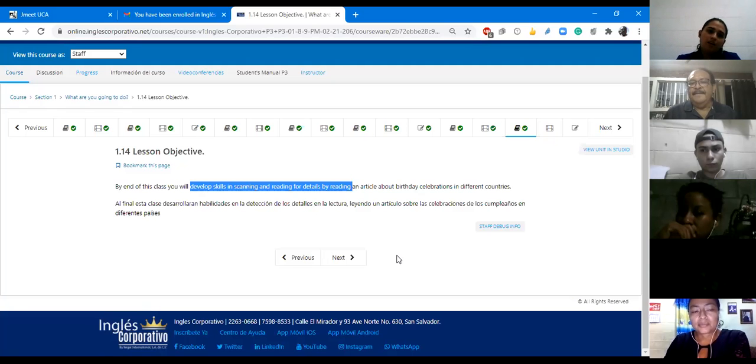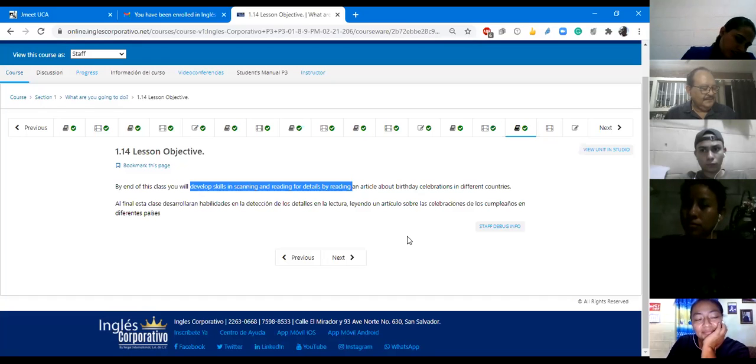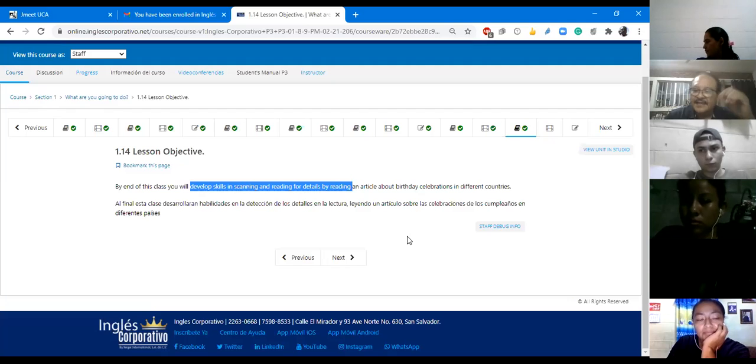Scanning to find specific information. And how do you do it, Evelyn? You do a quick reading of the text. And usually you scan, look for a word from the question to answer. Okay, good. Perfect. Thank you very much. That's scanning. To scan is to look for.